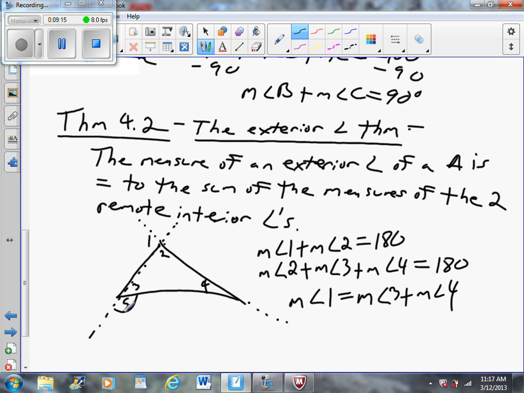Now if I consider the line containing this side of the triangle here, then I can consider this angle right here. I could call that angle 6, for example. If angle 6 is my exterior angle, what are my two remote interiors with respect to 6? Angles 2 and 4.